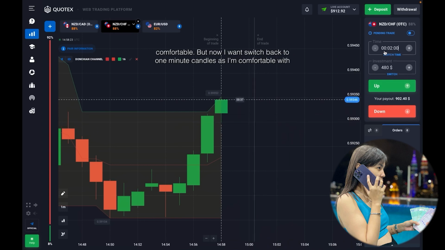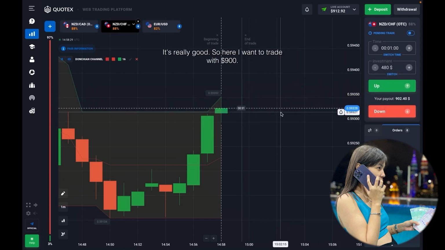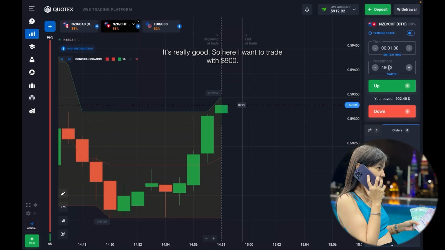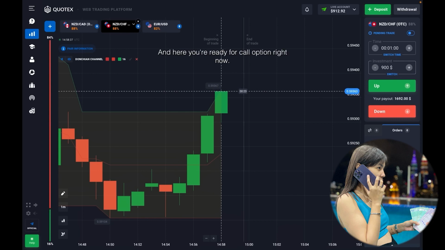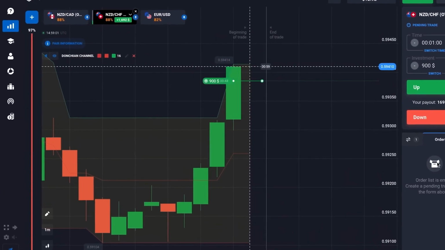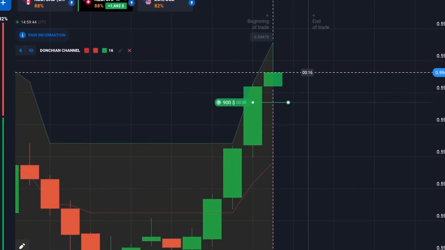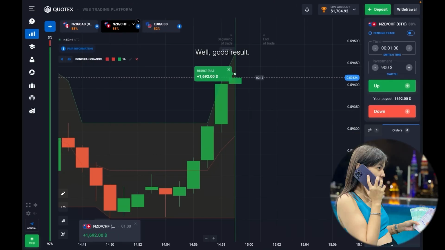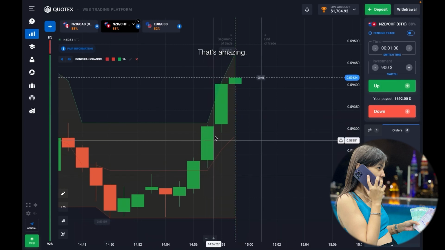But now I want to switch back to 1 minute candles, and I'm comfortable with such a time expiration, and it's really good. So here I want to trade with $900. Amazing investment, I think. And here you are, ready for call option right now. So guys, very good result. I'm on a profit, and so we see the price is constantly going up, and that's amazing.